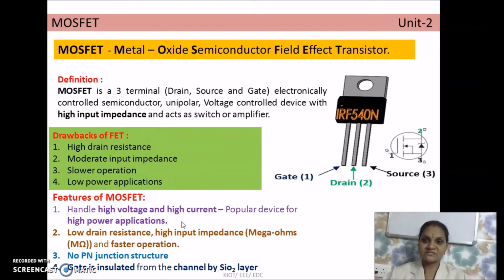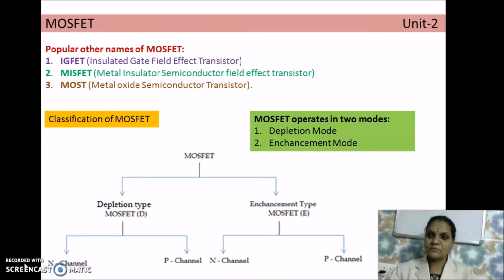Another popular name of MOSFET is insulated gate field effect transistor, called IGFET. Why? Because here the gate terminal is insulated. Field effect transistor means that with the application of an external electrical field, the transistor action takes place. So that's why it is called field effect transistor.